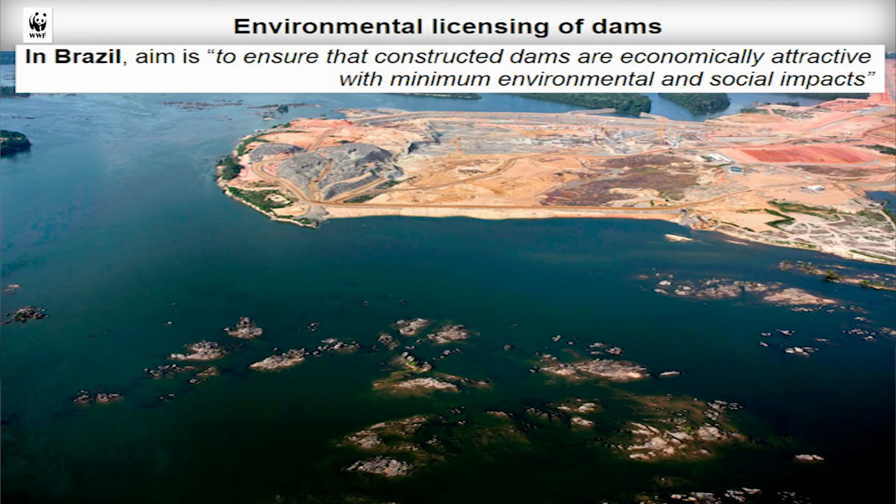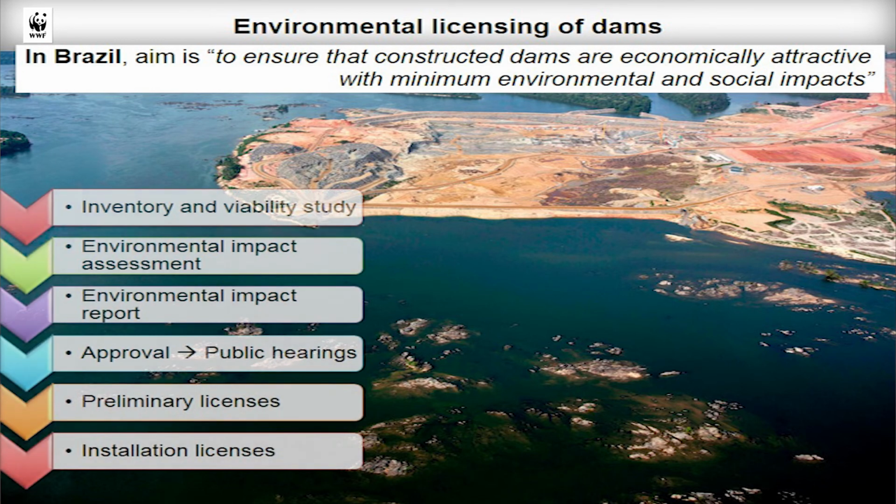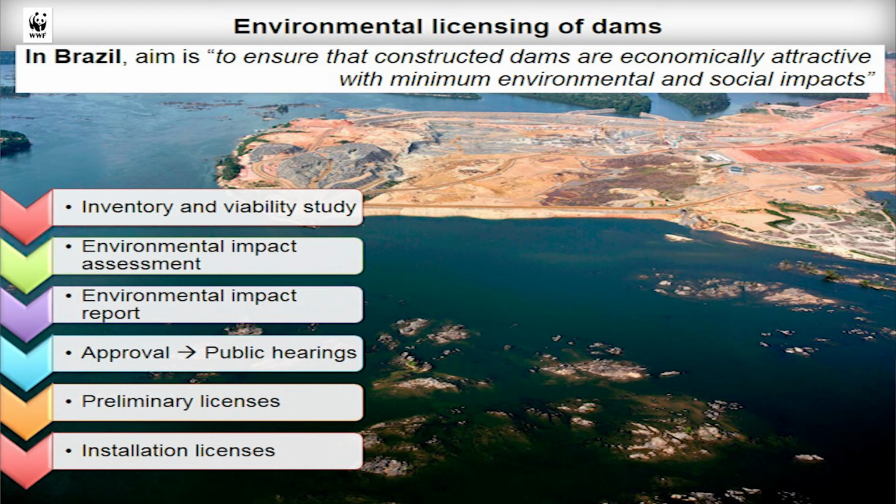The process is essentially a series of steps that begins with an inventory and viability study, then a series of environmental impact assessment studies that are reviewed by governmental agencies, and once approved, proceed to a series of public hearings or consultation with local populations. When that is finalized, the process begins of issuing preliminary and then installation licenses. This process is very similar to the same process that is used in other places of the world and looks on the surface to be technically correct. However, we identify four main deficiencies.